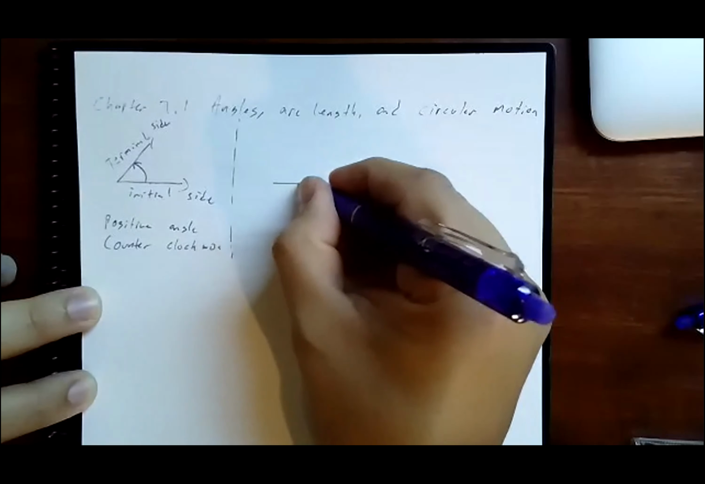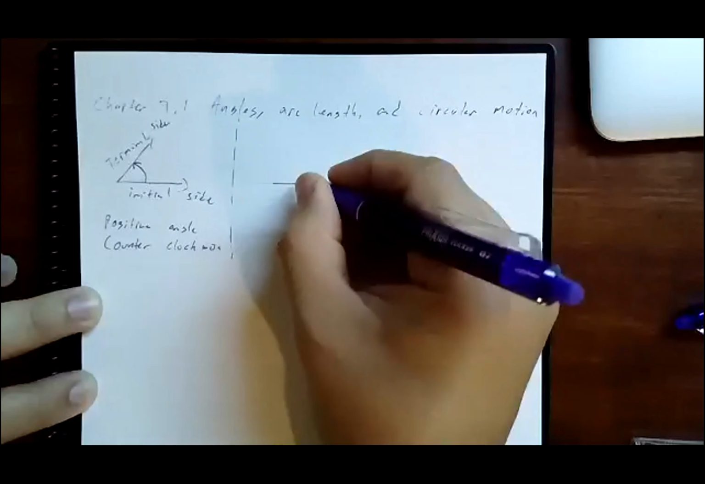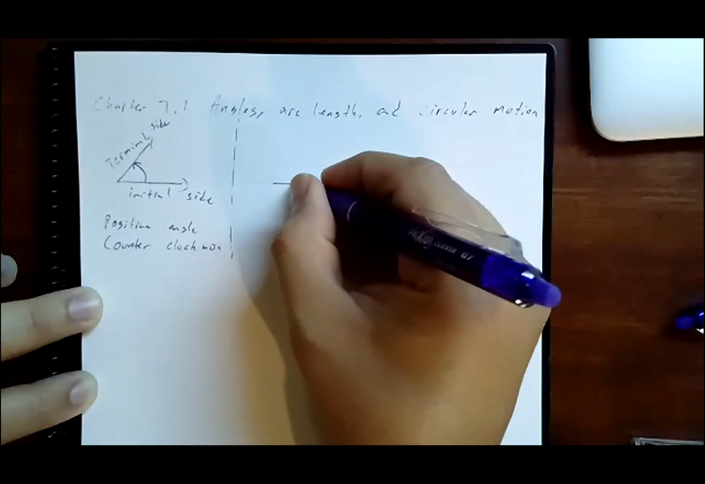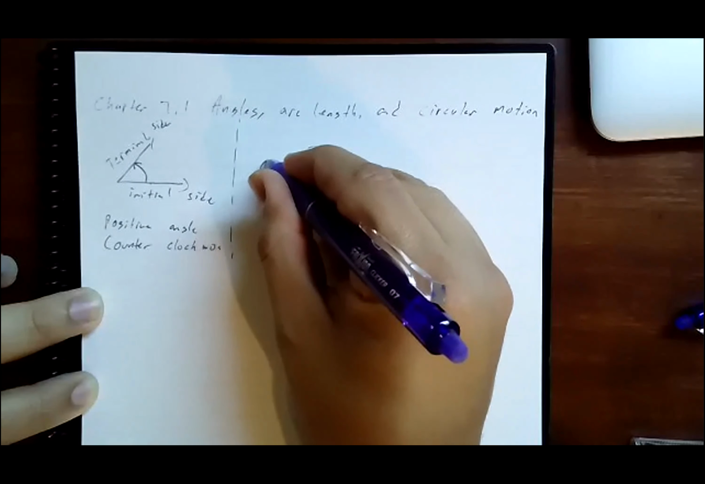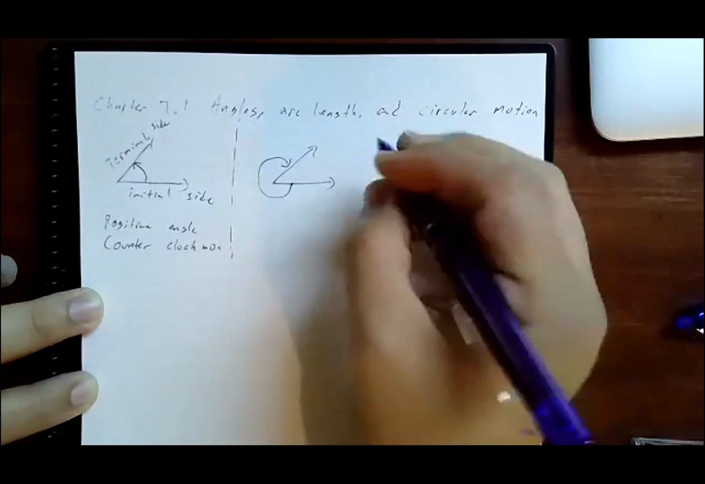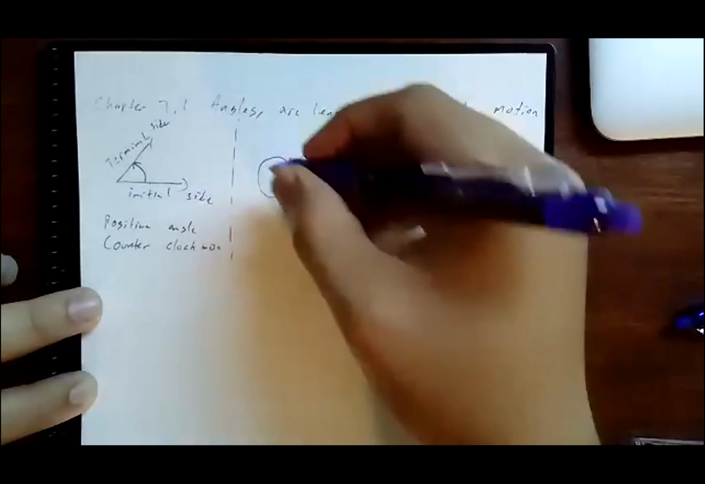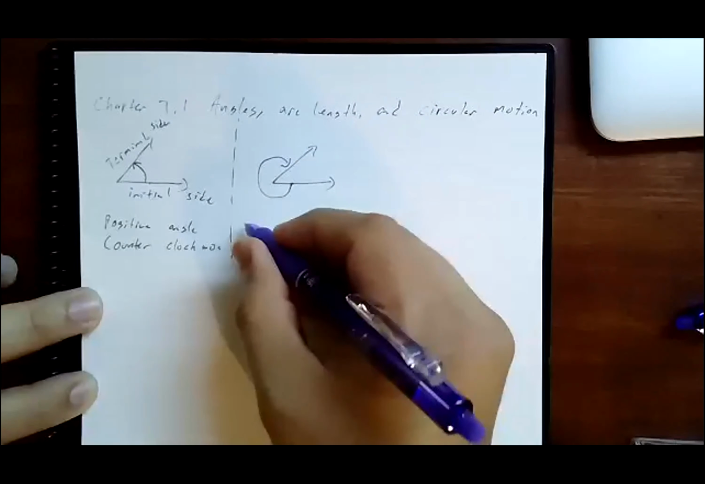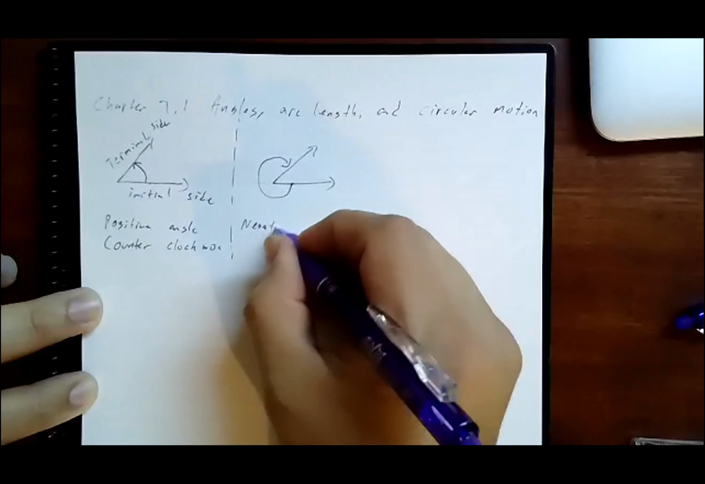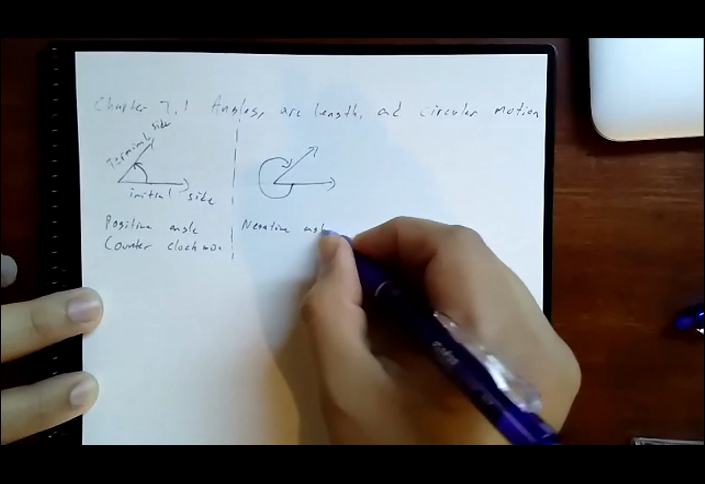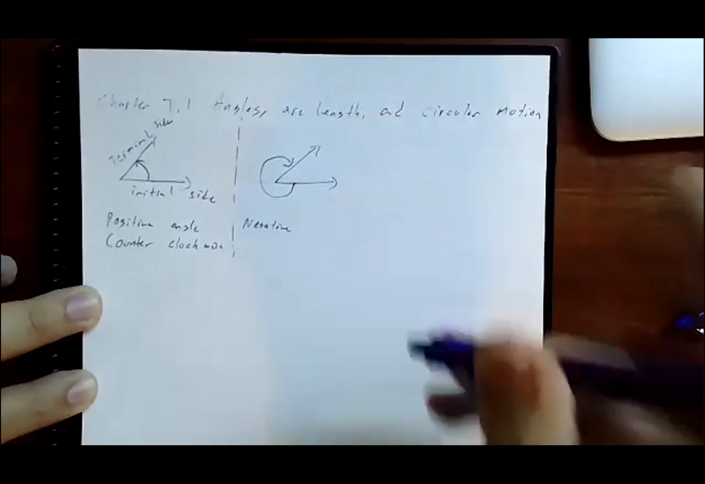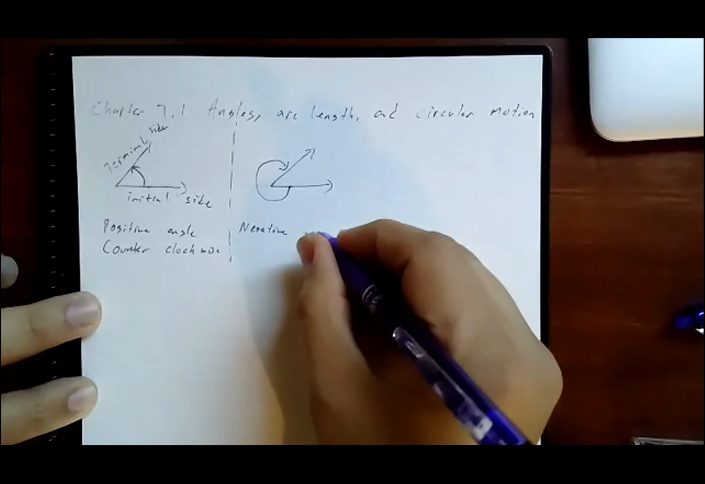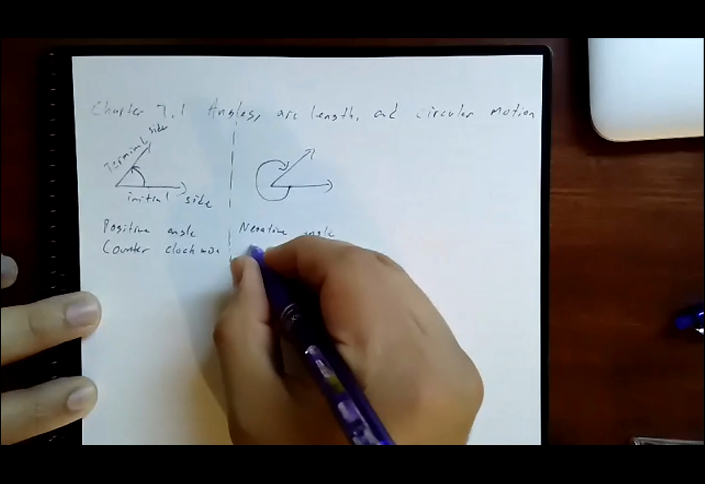Now, if I start at the initial side, but I go this direction, even though I'm in the same place, but I went this way, that would be a negative angle. So this is still the terminal, still the initial. This would be a negative angle. Clockwise.